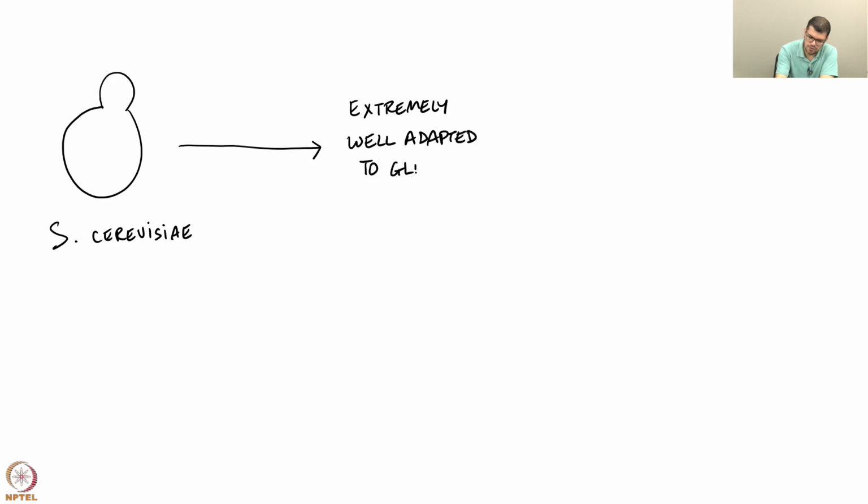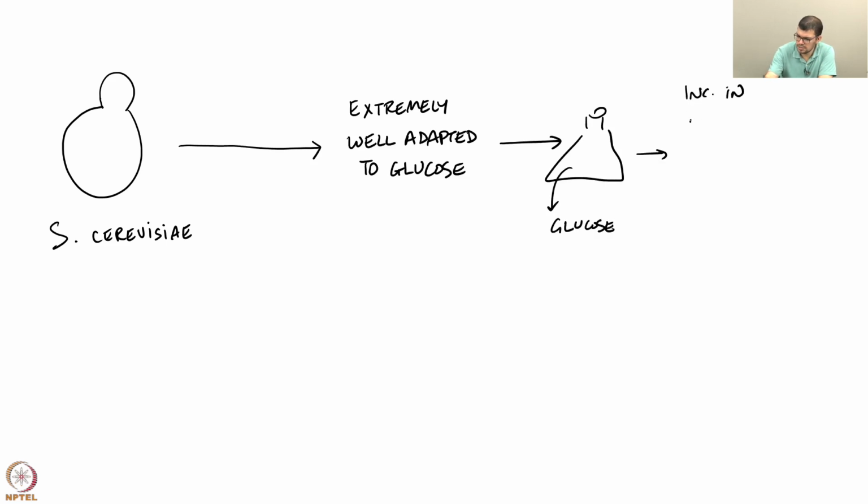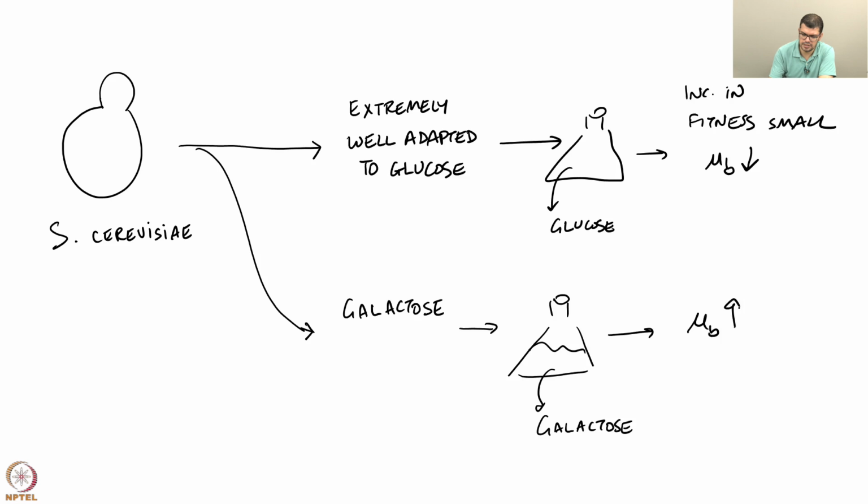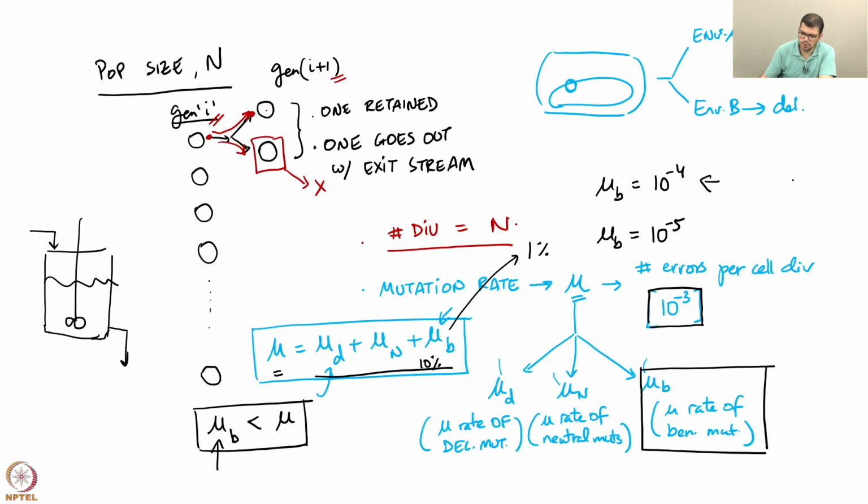Adapted to glucose. What that means is that if I evolve this further in an environment which contains glucose, then the increase in fitness will be small, and one of the reasons is that mu b is actually small in that environment. On the other hand, if I evolve this organism in another sugar called galactose, the yeast is not that well adapted to grow in galactose, and as a result mu b is higher, and fitness increases are much more in this case as compared to this case. So, what we are saying here is that all we know is that mu b is less than mu, but how much less is dependent on the organism, the environment, the genotype that exists, and so on and so forth.